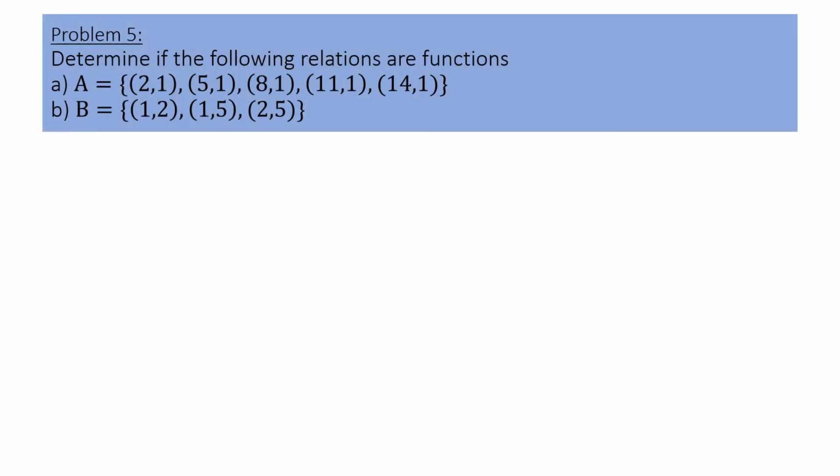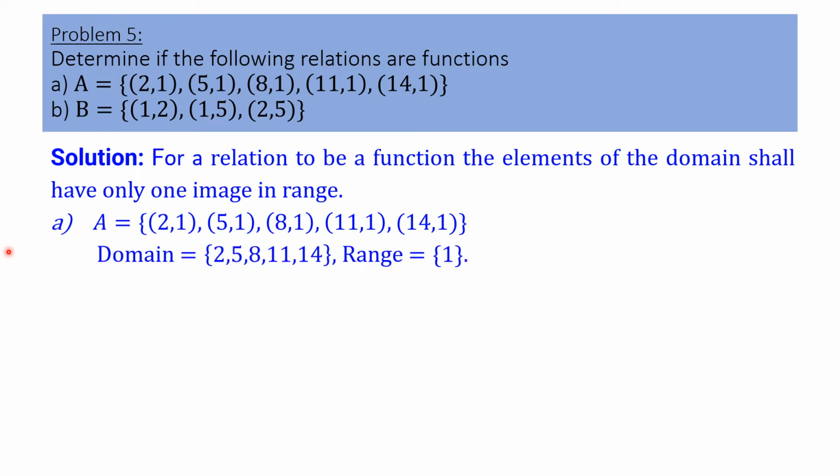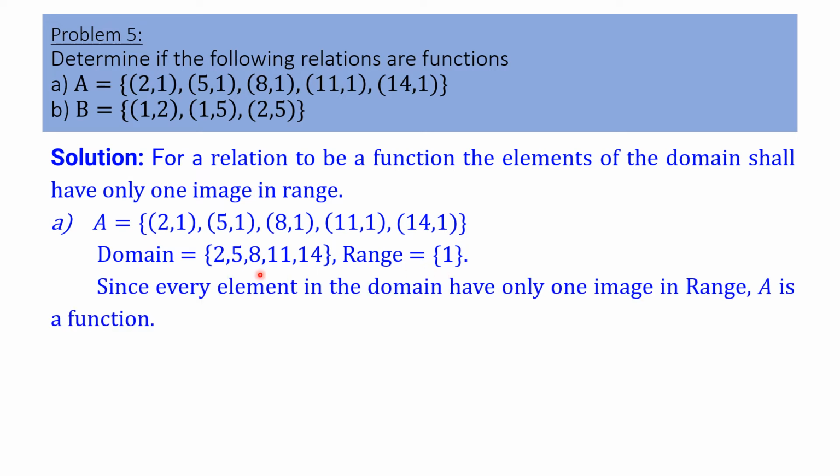In this problem, we are given two relations A and B and we are required to determine if they are functions. For a relation to be a function, the elements of the domain shall have only one image in range. A is a set of pairs of elements (2, 1), (5, 1), (8, 1), (11, 1), (14, 1). The domain of A is the set of elements 2, 5, 8, 11 and 14 and the range is the set of element 1. Since every element in the domain has only one image in range, A is a function.